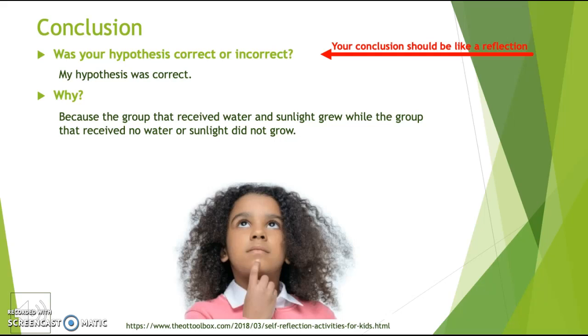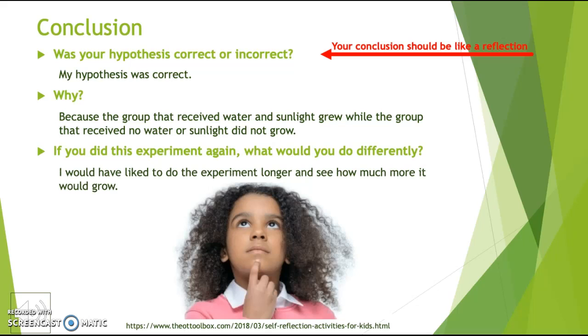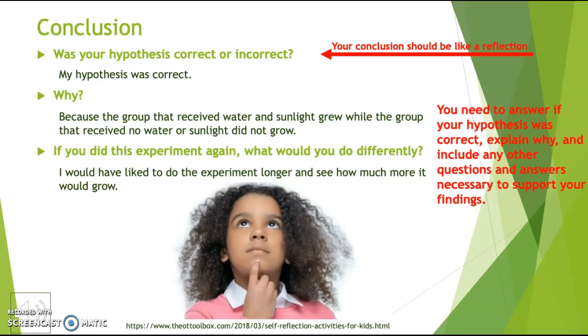I ended my conclusion by asking myself if I could do the experiment again, what would I do differently? To that I answered, I would have liked to do the experiment longer and see how much more it would grow. For your conclusion, you need to answer if your hypothesis was correct, explain why, and include any other questions and answers necessary to support your findings.